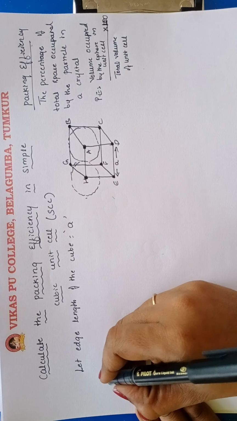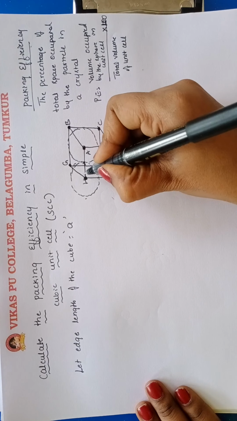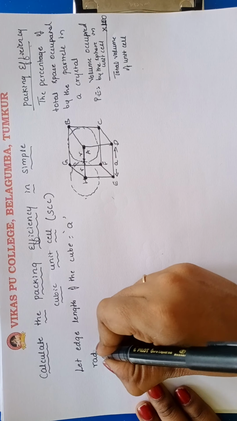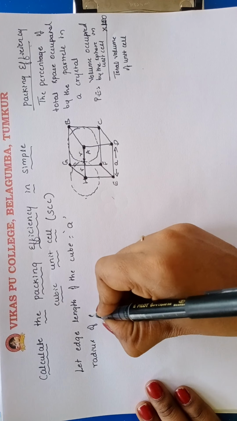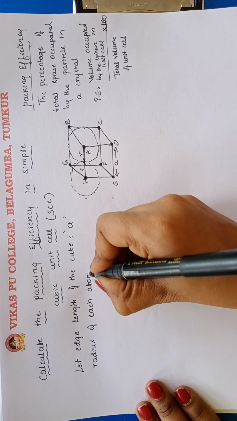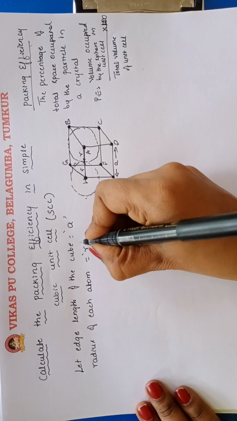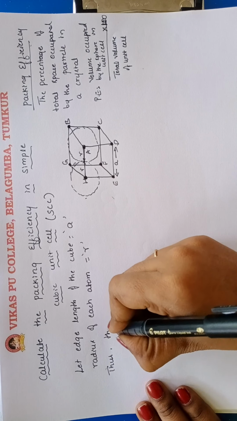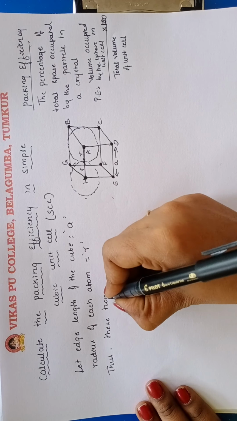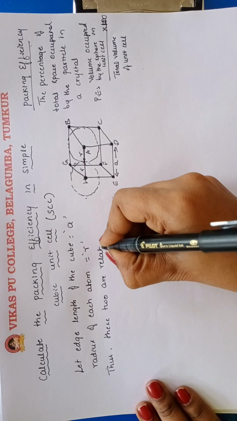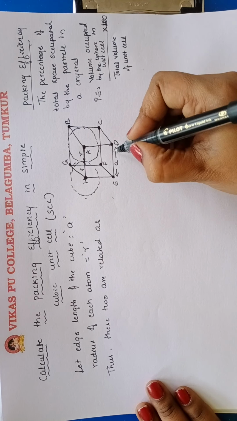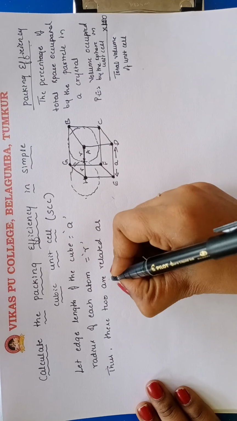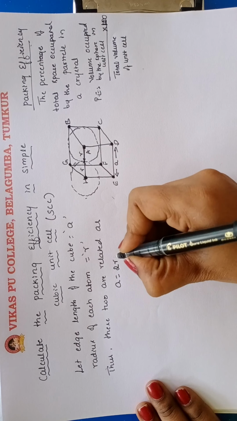Then the radius of each atom we call R. Radius of each atom is equal to R. These two are related: if we take A as the edge length, then the edge length can be taken as 2R. Then we can write A is equal to 2R.